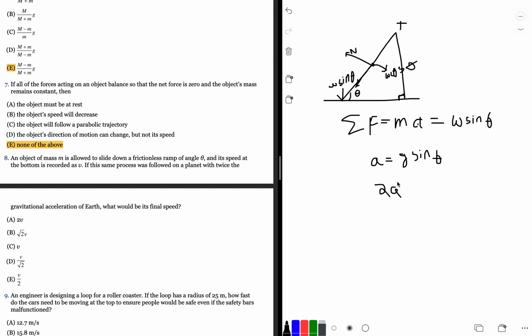Well, it'll be so, you have the weight vector and you have its components, and you know that this is, so we'll say weight on this planet is, so we know that it's twice the weight on Earth.